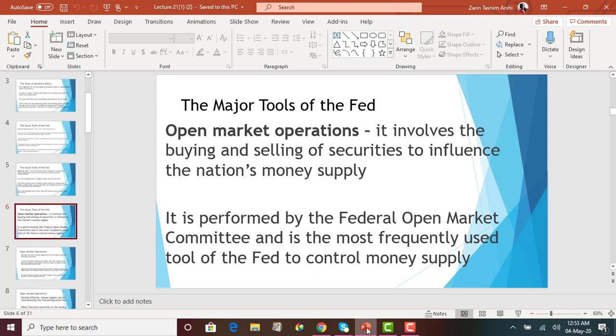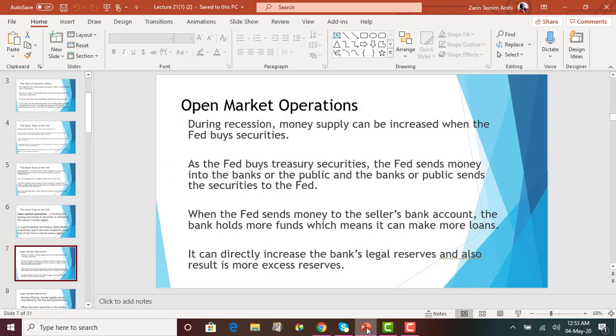If you remember in the chapter when we talked about money, we talked about this a little bit, that the Federal Open Market Committee performs the buying and selling of securities and bonds in order to control the money supply. So during recession, when the economy is not doing well, such as this period, when everyone's losing jobs and there's not enough income, Fed can buy treasury securities and bonds from public and the banks.